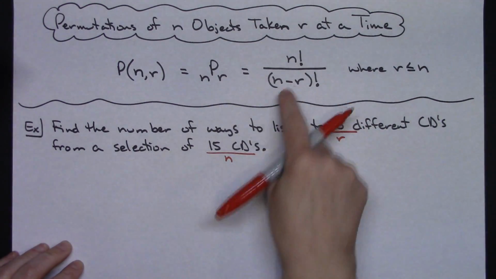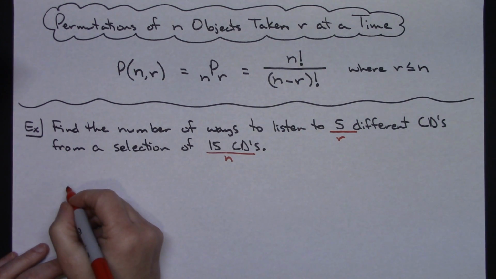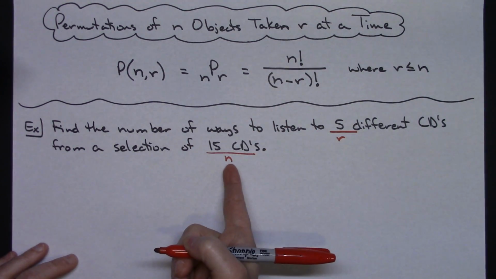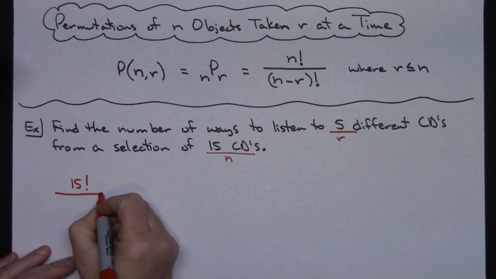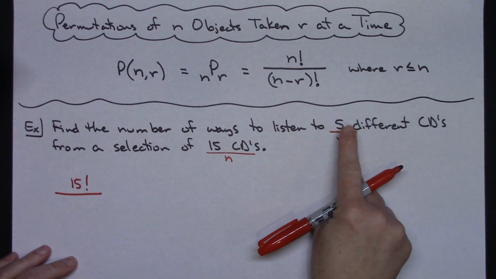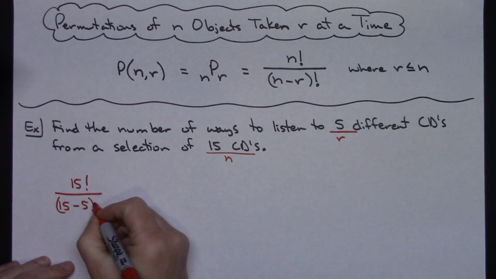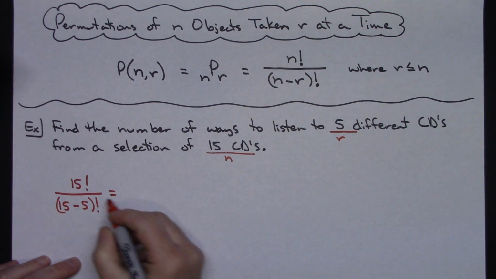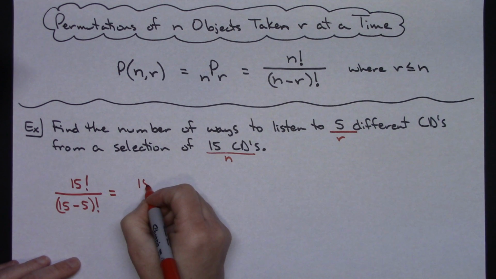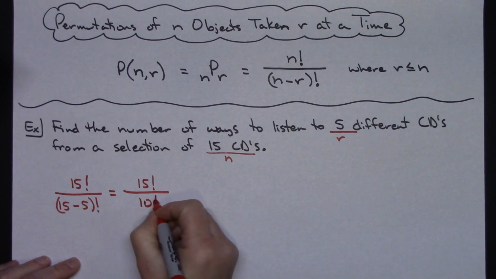So basically I'm going to use this formula. I'm going to plug things in and then simplify this out. So n factorial, I have 15 objects, so 15 factorial. I am taking the objects 5 at a time, so 15 minus 5 factorial on the bottom. Now go ahead and do a little bit of arithmetic here. 15 factorial is going to stay on the top. I'm going to go ahead and subtract here. 15 minus 5 is going to give me a 10 factorial.